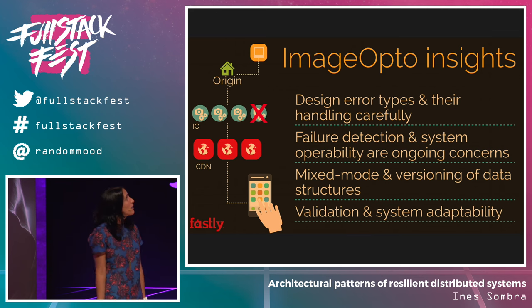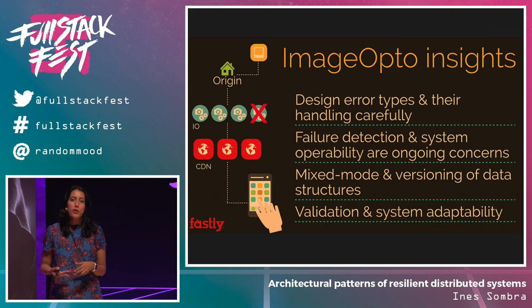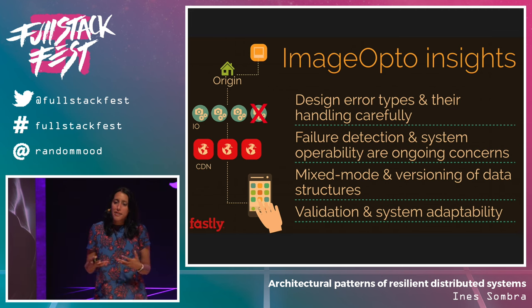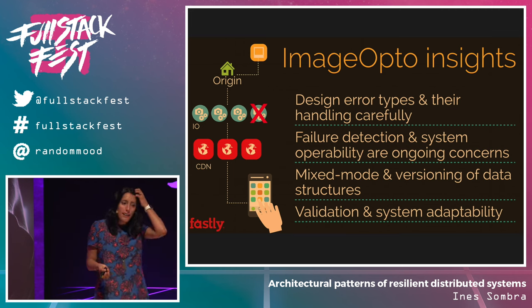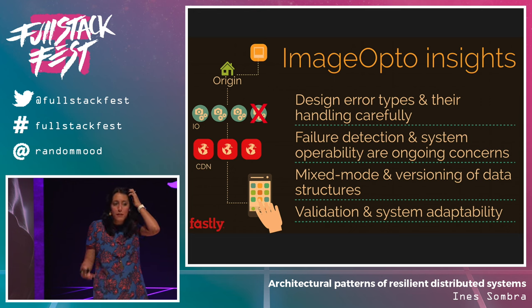Another thing related to how we deal with resiliency is how you define your error types and what you decide to expose versus not. Because sometimes you could be just hiding away information, and your system is less resilient than it should be because you're simply not thinking about exposing the problem that you're having. And handling those carefully is very important.